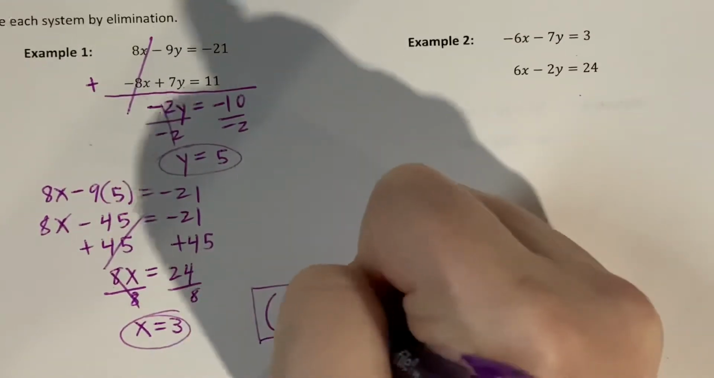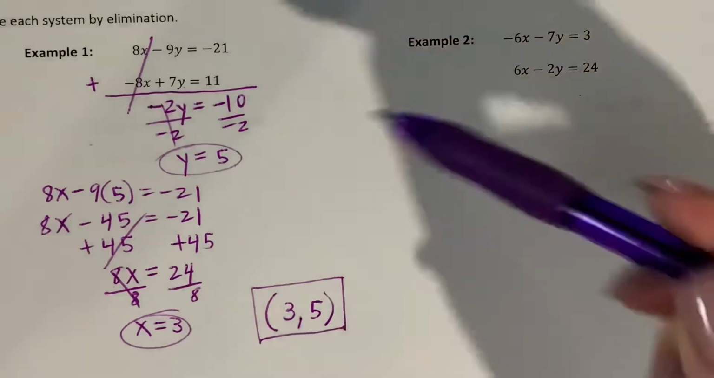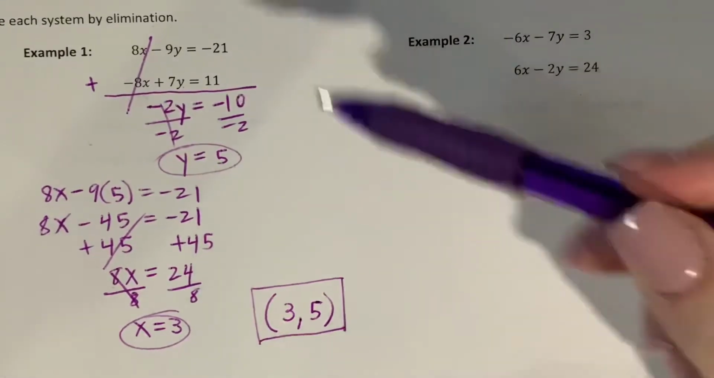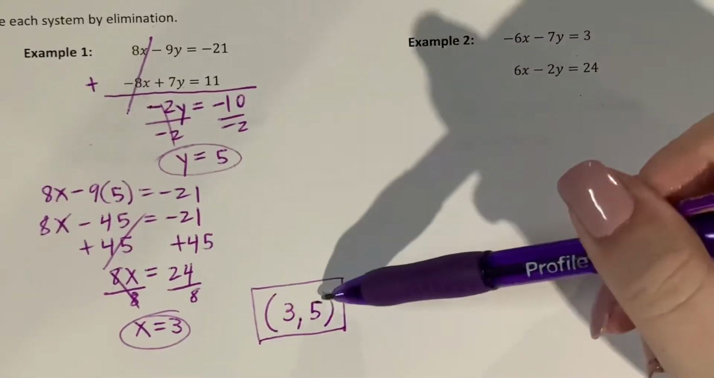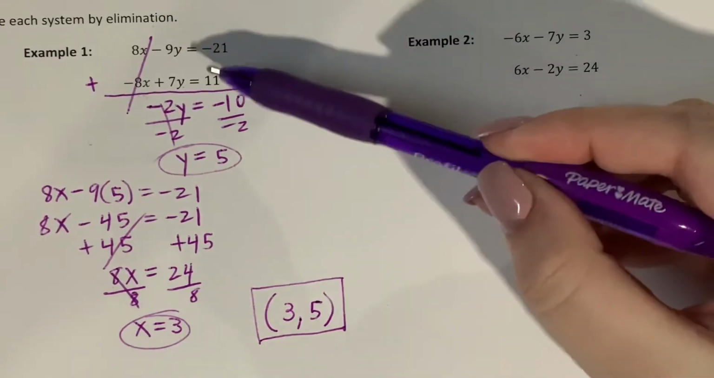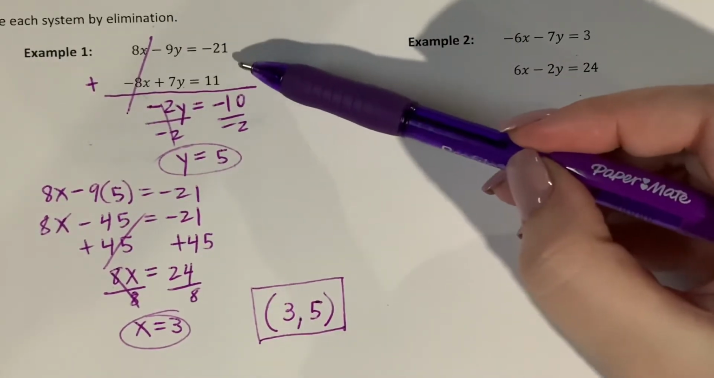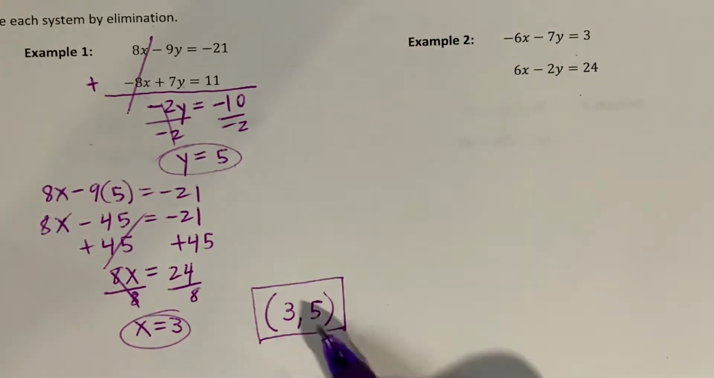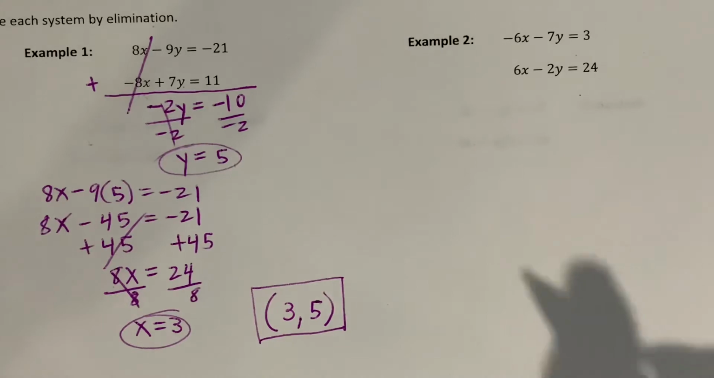And this is the point that is the solution to these two equations, meaning I can plug in x equals 3 and y equals 5, and it will satisfy these equations, or it will make both of them true. This is also the point of intersection if you think back to graphing. Let's try one more example.